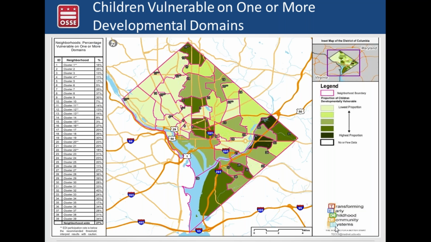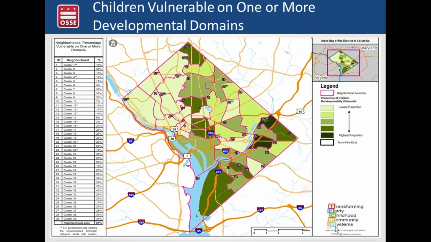So communities that you might expect to be doing really well aren't doing as well as you might expect. And conversely, some communities that are known to have high rates of poverty are doing a little bit better on the EDI than you might expect. And that's driving some conversations about what are the assets in this community that we can continue to support and maybe really try to spread elsewhere.